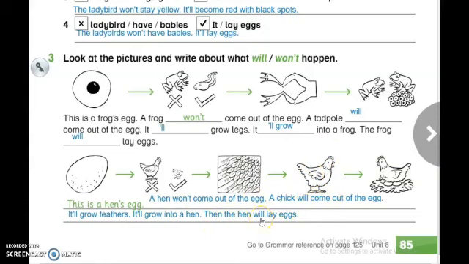My students, that's all about using will and won't to talk about predictions in the future.